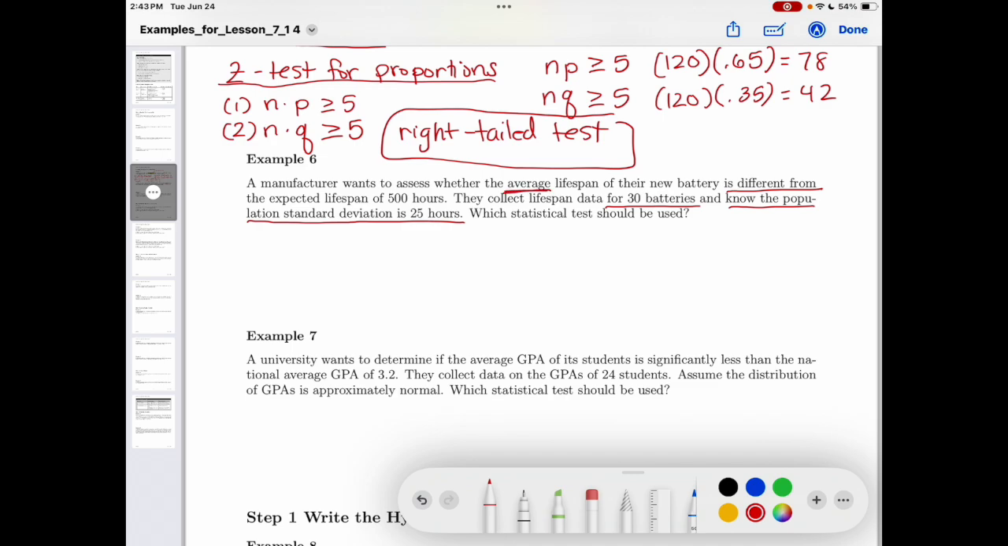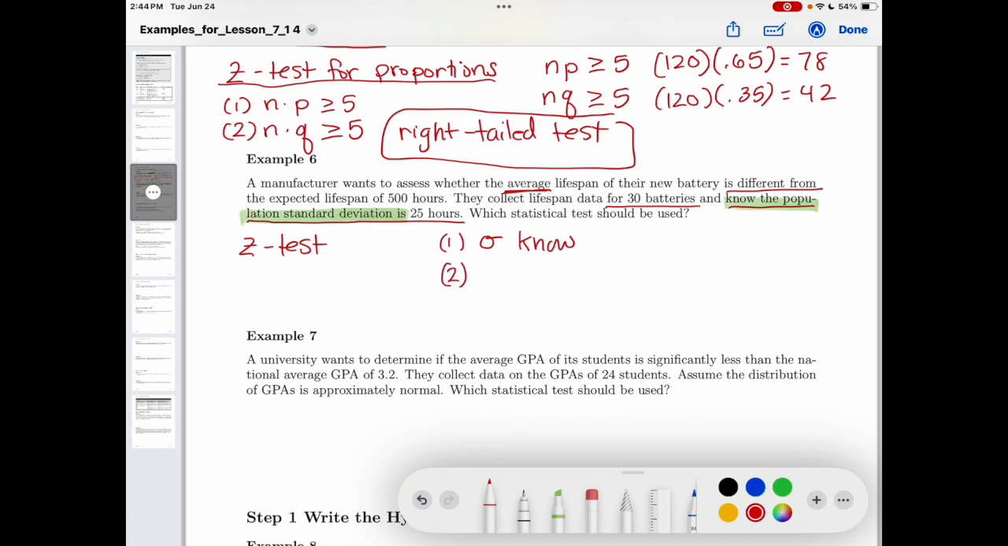Now, the key word here is that we're talking about averages. So we're going to narrow this down to either a t-test or a z-test. I'm going to say that we are going to use a z-test here because we are given that we know the population standard deviation, and that's one of the conditions for the z-test. The conditions to use the z-test is that you have to know the population standard deviation, which we do.